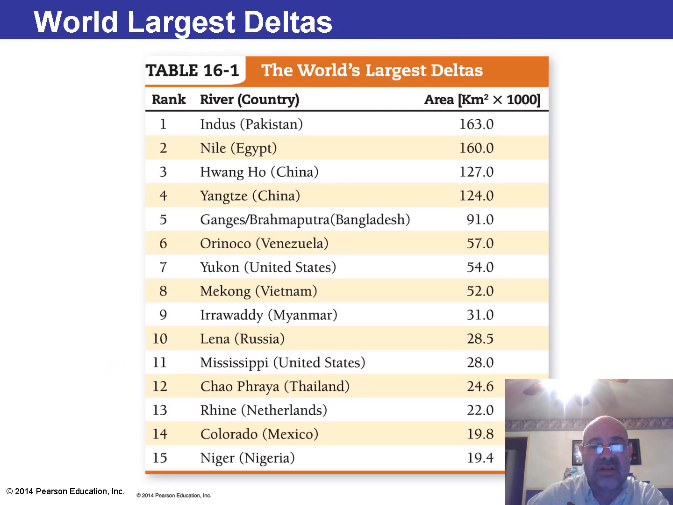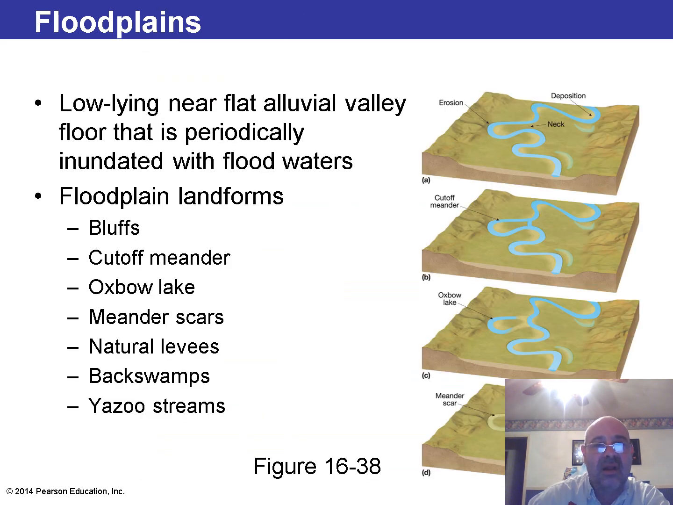World's largest deltas, just so you know, this is them. You don't need to really memorize anything. This just goes to show you the world's big deltas. Okay. Floodplains: a low-lying, nearly flat alluvial valley floor that is periodically inundated with floodwater. So what are floodplain landforms? Well, you're going to have bluffs on each side, okay, because of all the downcutting and everything else.